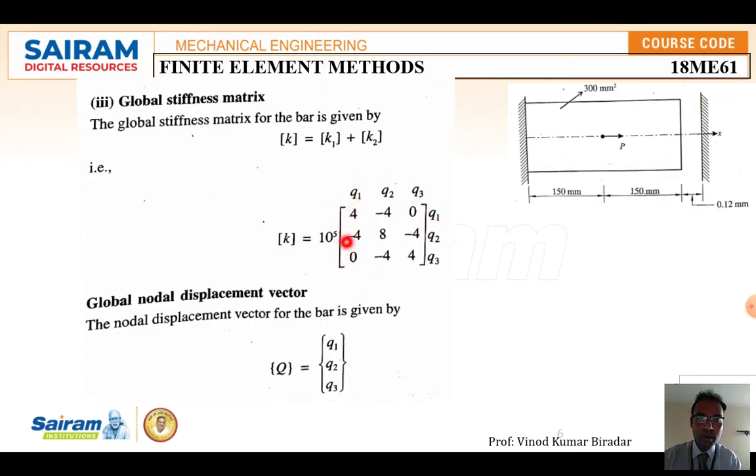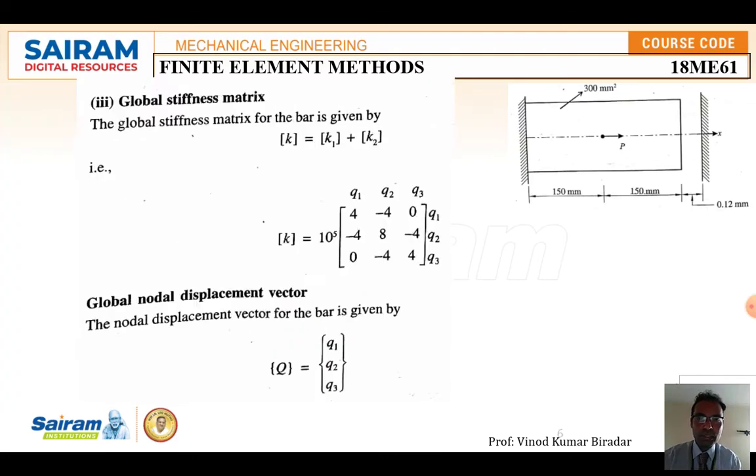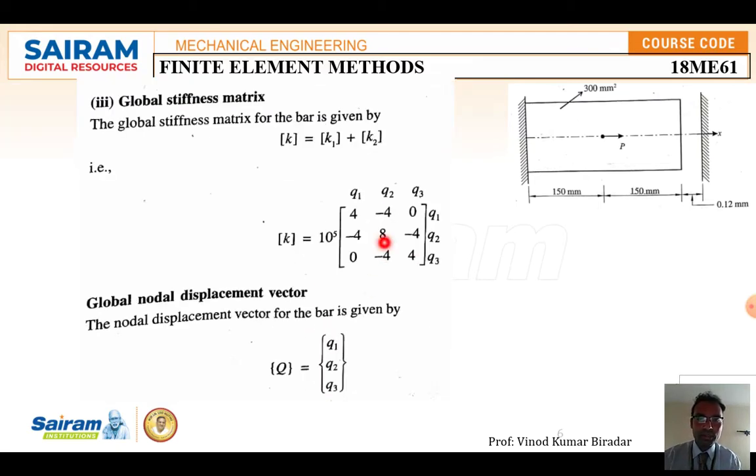How did you get minus 4 here? Minus 4 is situated at 1 and 2, so check position 1,2 here. It is there in one, not there in the other, so minus 4 plus 0 is equal to minus 4. Then the 8 at position 2,2: check here, 2 into 2, so 4 plus 4 is equal to 8. Like that you have to calculate the global stiffness matrix.